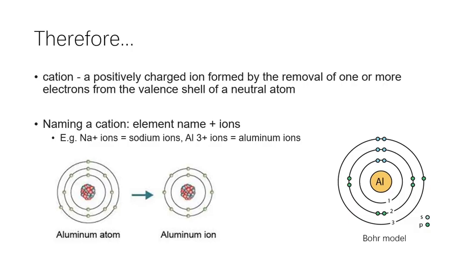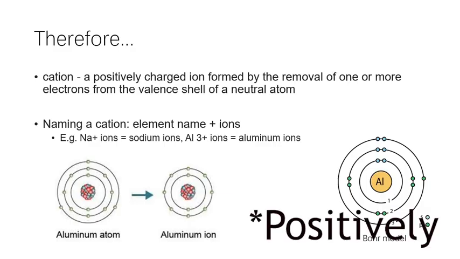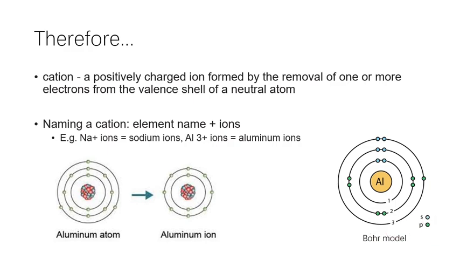Here's another example. An aluminum atom has 3 valence electrons. Therefore, it will lose 3 valence electrons to become an aluminum ion with a positive 3 charge. And now let's talk about naming those cations. Naming these cations is very simple. They have the same name as their element. For example, sodium ions are simply called sodium ions, and aluminum ions are simply called aluminum ions.